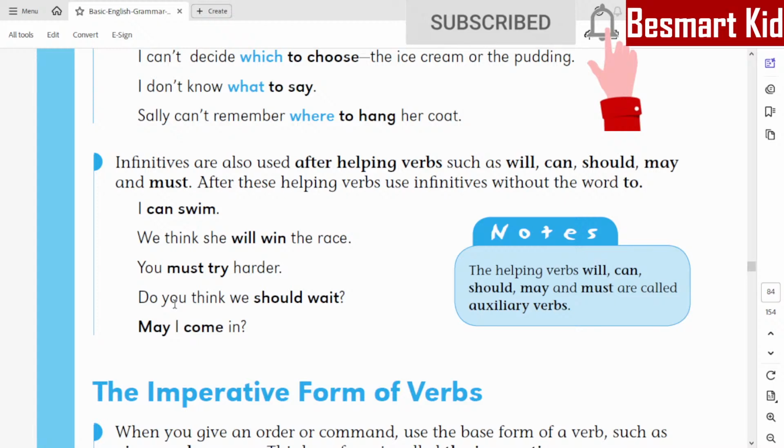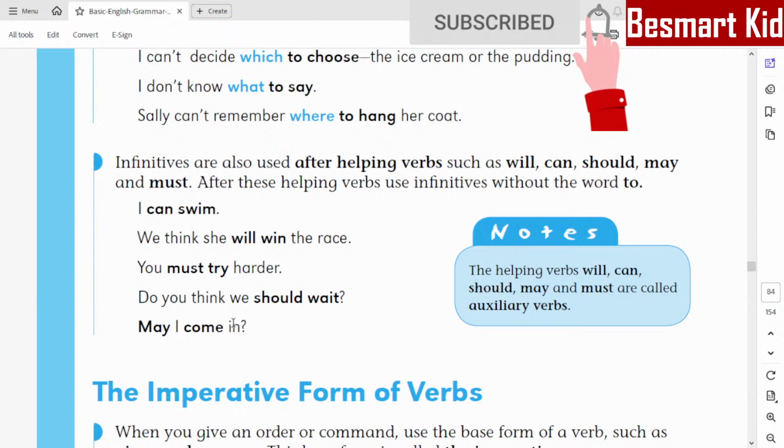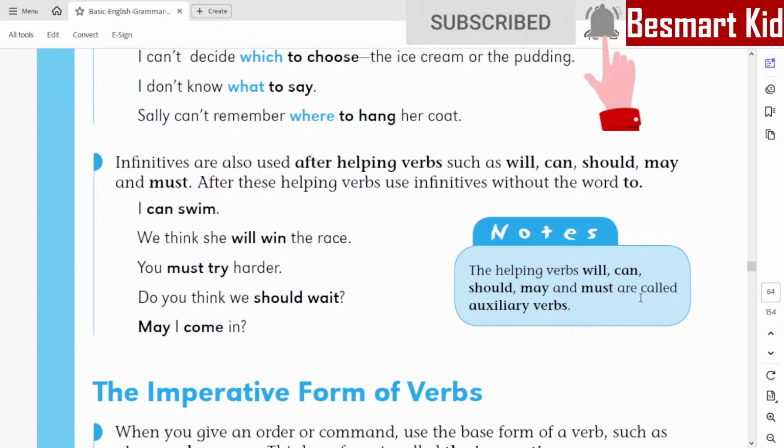Do you think we should wait? May I come in? The helping verbs will, can, should, may, and must are called auxiliary verbs.